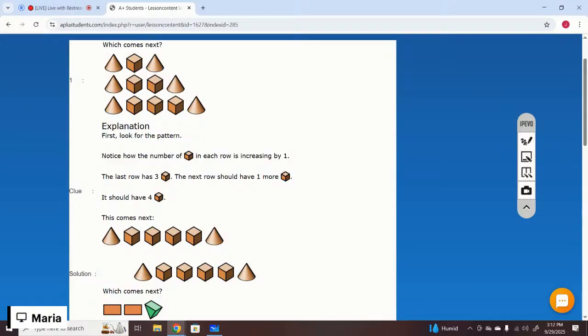Basically, the cubes are growing. The cones are the same, the one at the starting and the one at the end. And the cubes in between are growing. So they are one. The next one is one, two, three, four.